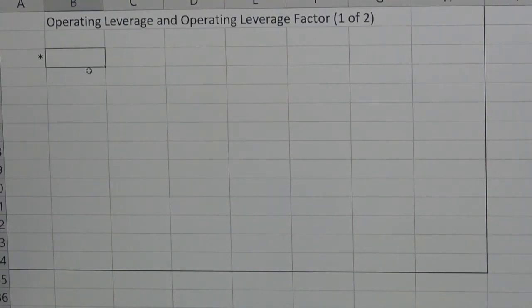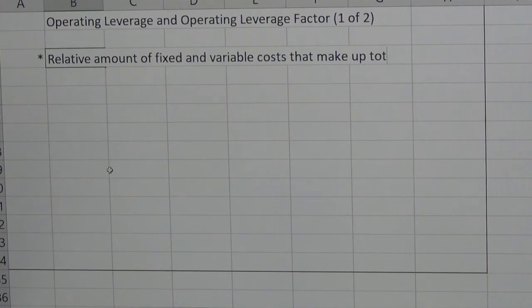So we'll move on to the next slide, and the operating leverage and operating leverage factor. There's two slides associated with this. The first part is the relative amount of fixed and variable costs that make up total costs. So you have your total costs. Some of it is variable, some of it is fixed. How much of your total cost is made up of variable costs, and how much of it is made up of fixed costs? And that can be pretty important as we're trying to weigh risk.